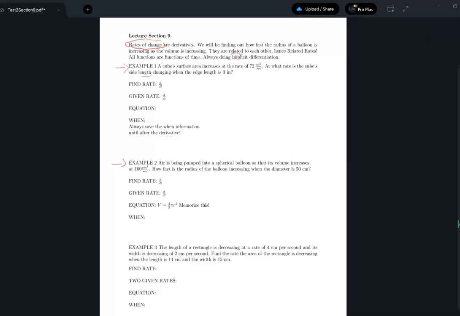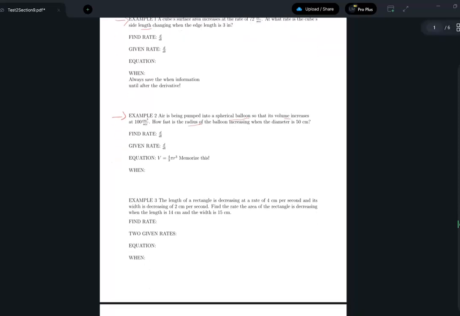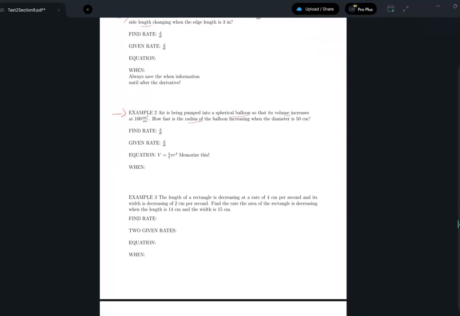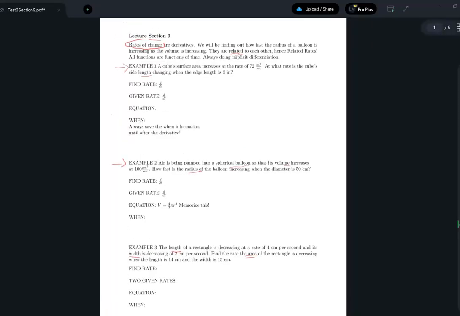How are they related? Air is being pumped into a spherical balloon. The volume increases. How fast is the radius increasing? Well, that makes sense. If the volume is increasing, the radius is increasing. The length and width of a rectangle are decreasing. So how fast is the area decreasing? What we see are changing rates and how they're related to each other.